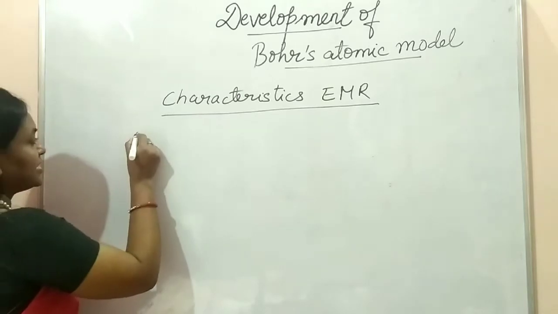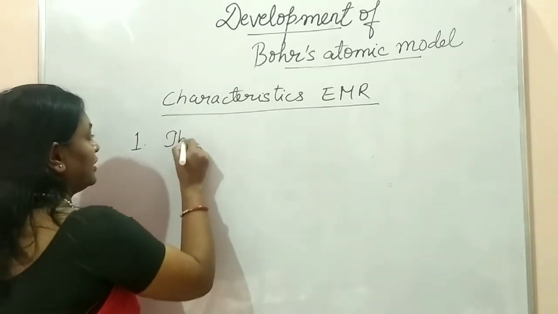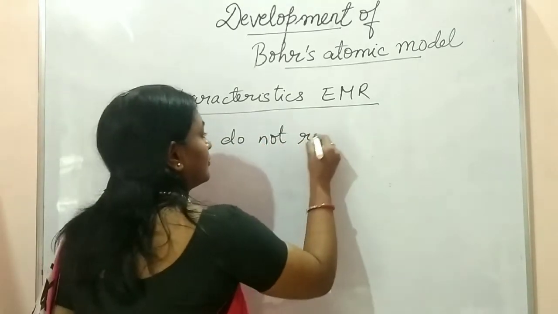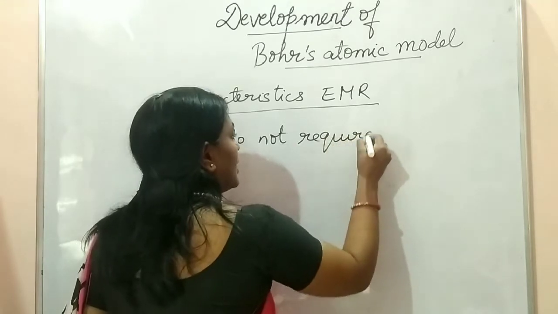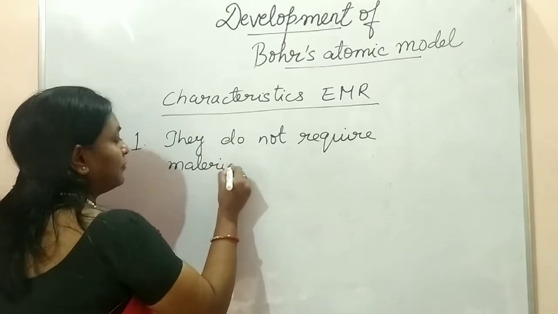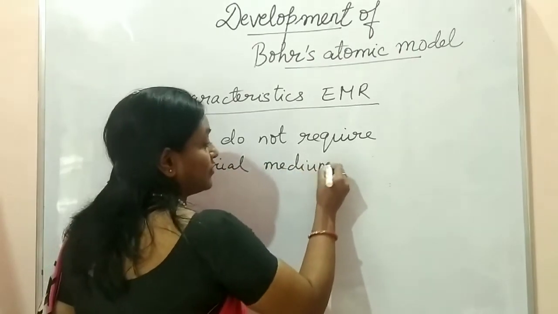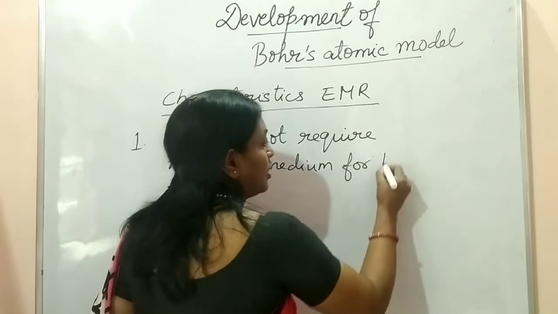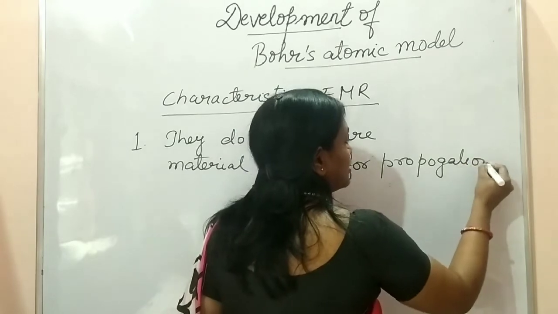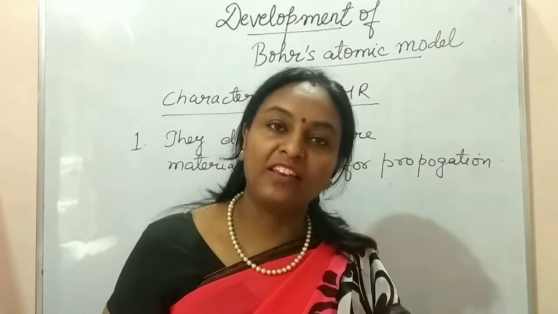So the first characteristic is that they do not require a material medium for propagation, like sound waves. So what does it mean? You know that sound waves cannot travel in vacuum, but electromagnetic radiations can travel in vacuum.